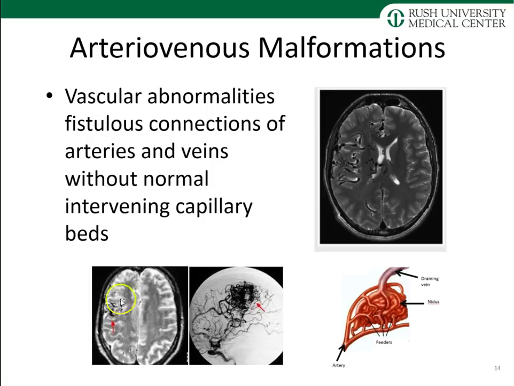We can see it down here where we see this kind of dark signal abnormality, and then this is on angiogram. You can see kind of this mess. During the arterial phase where you're seeing all the arteries, you're also seeing that blood leak into the venous system. And the bottom right here, we have kind of a close-up picture of what one of these looks like.